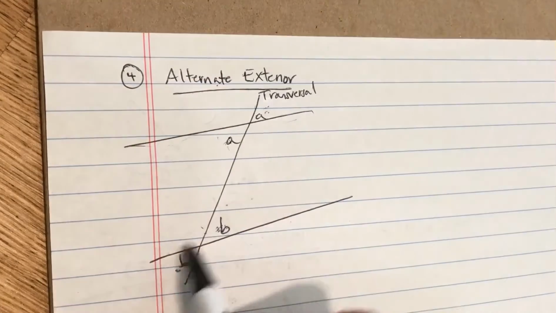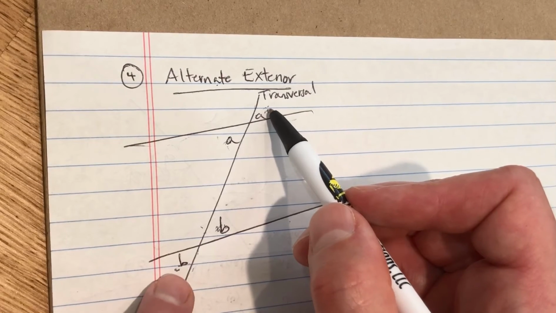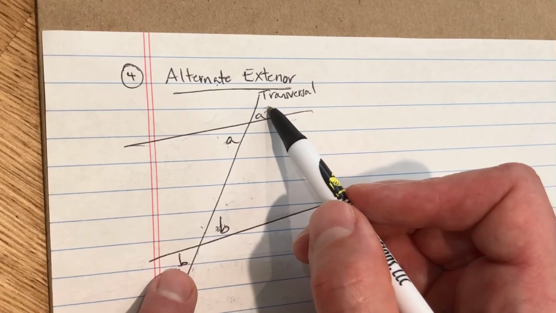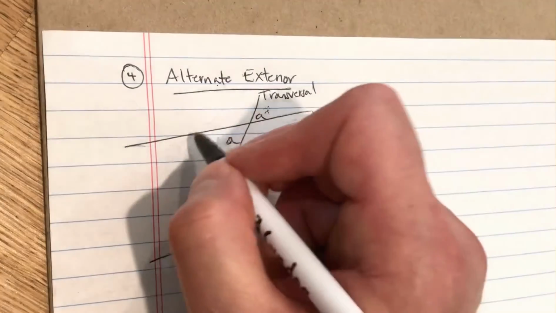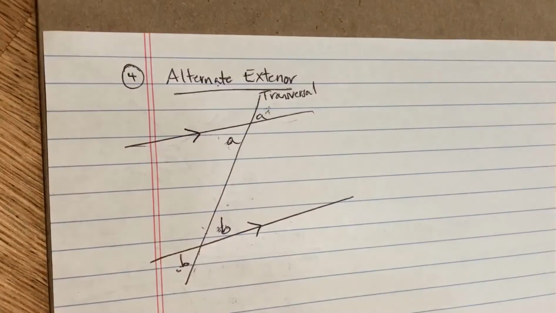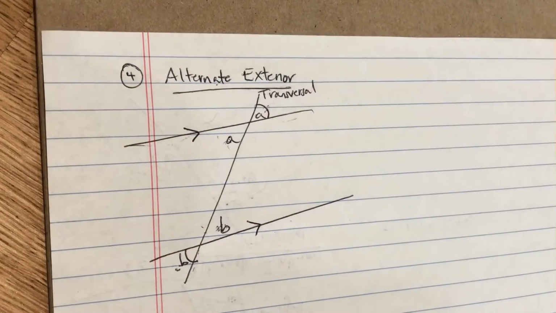And if you look at the intersected segments, these new angles A and B that I just put in here, they're not on the inside anymore, they're on the outside or exterior. So these are alternate exterior angles. And if the intersected segments are parallel to each other, then these alternate exterior angles will be congruent to each other.